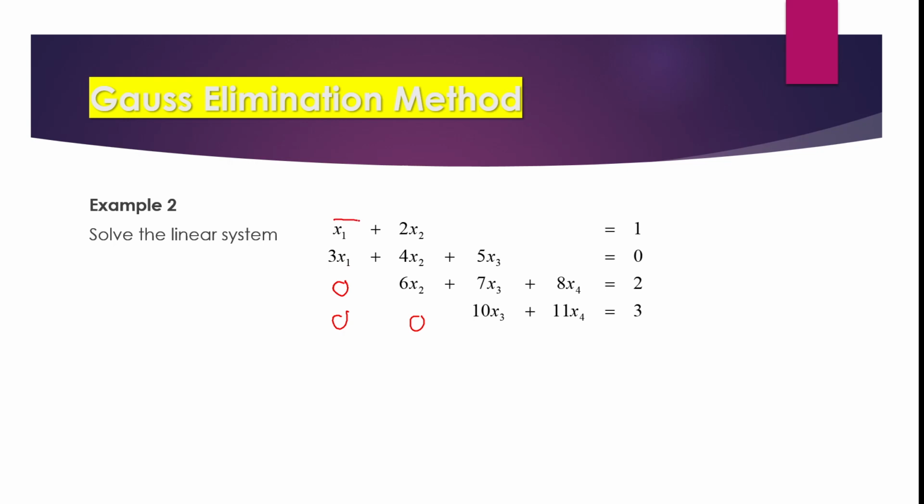But to get the upper triangular matrix, start from the diagonal x1, meaning this one, the diagonal here, x1, 4x2, 7x3, 11x4. So the entry below the diagonal entry must be 0. We have to eliminate 3x1 to become 0, 6x2 to become 0, 10x3 to become 0. Then we get the upper triangular matrix, and then we can solve it using the backward substitution technique.